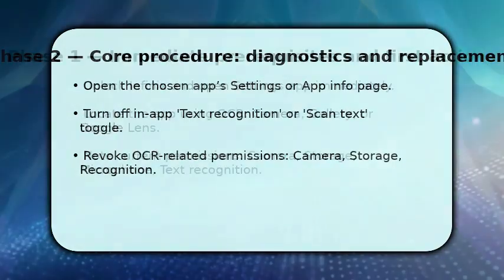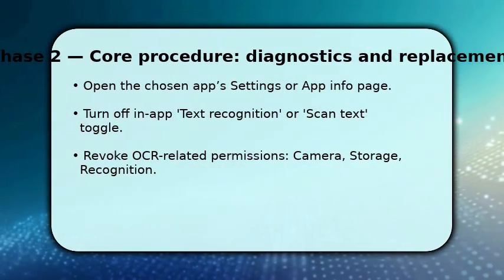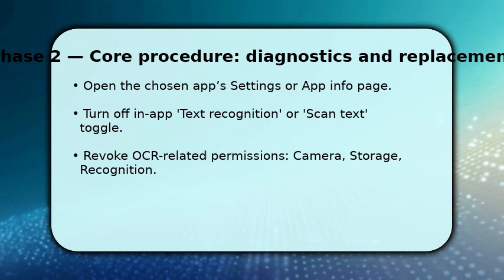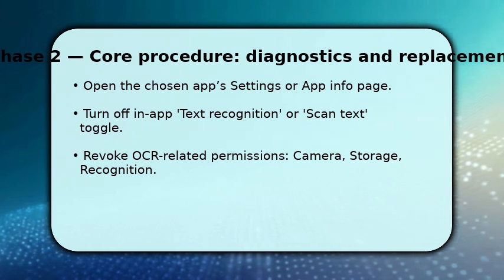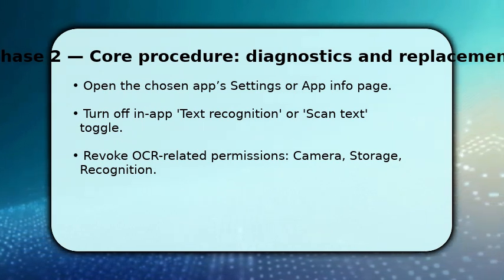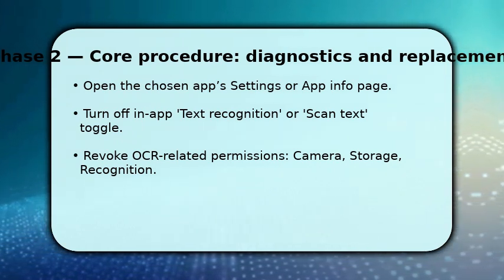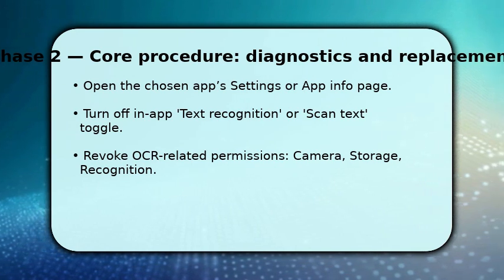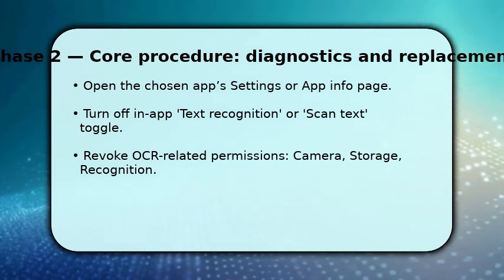Now dive into the app's internal settings or its app info page. This is where the actual OCR toggle usually lives. Look for labels like Text Recognition, Scan Text, or Read Text and switch the toggle off. That stops future automatic scans.